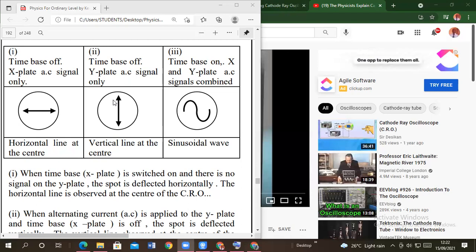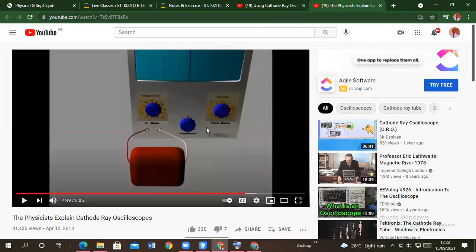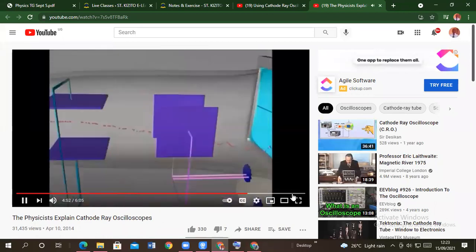So let me show you that again. We are going to see a vertical line when we connect the SC on the Y plates. So let me look for 456. So somewhere there, we shall apply the SC. Now let's say this is the SC here, which is connected to the Y plate.